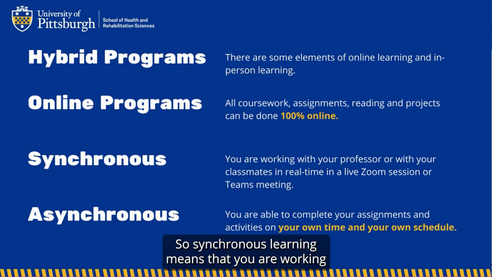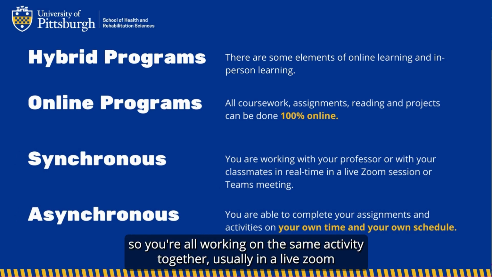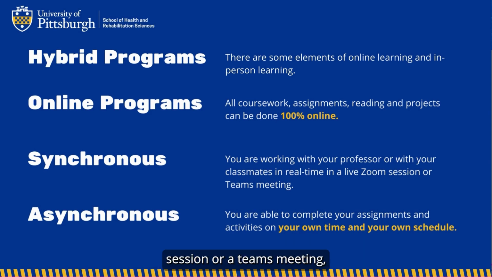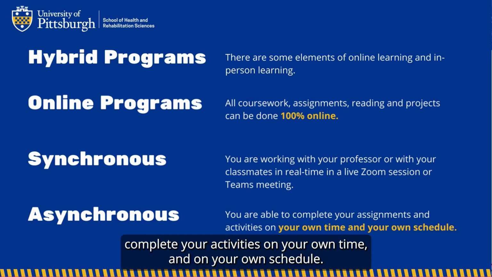So synchronous learning means that you are working with your professor or with your classmates in real time. So you're all working on the same activity together, usually in a live Zoom session or a Teams meeting, but at the same time. Asynchronous implies that you are able to complete your assignments, complete your readings, complete your activities on your own time and on your own schedule.